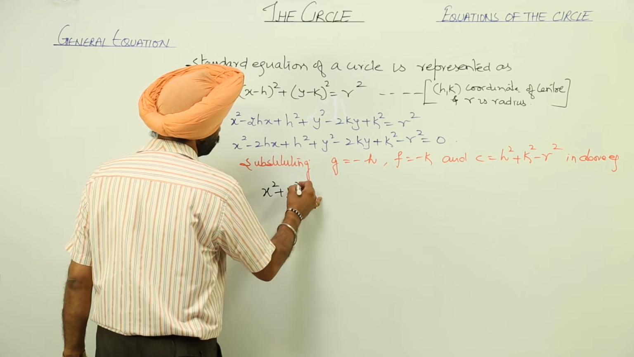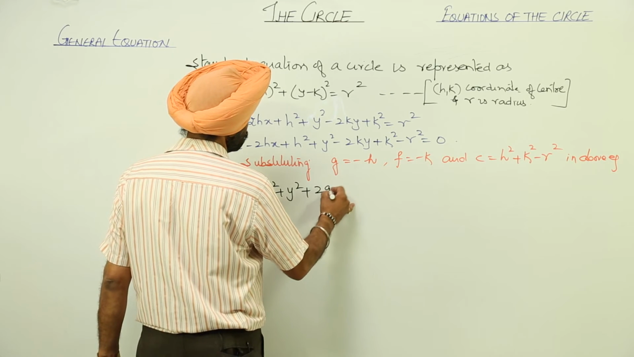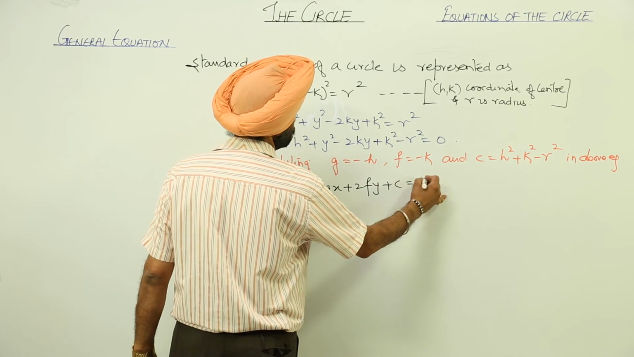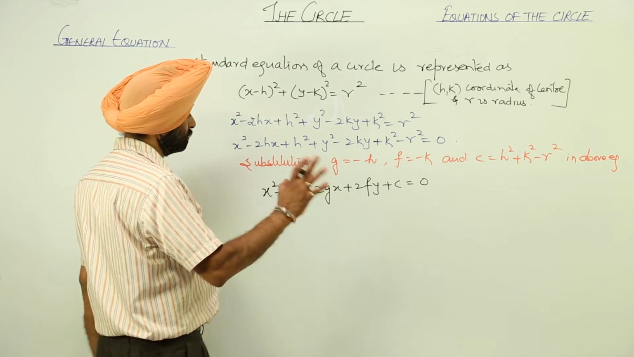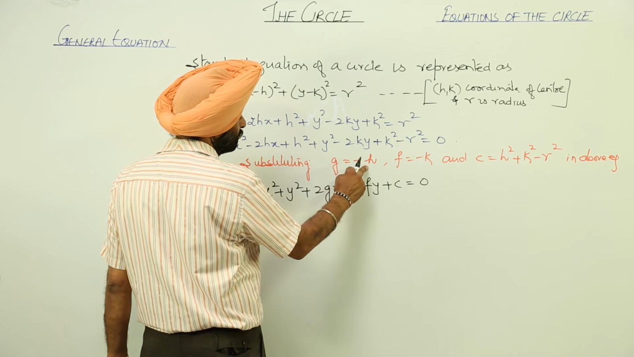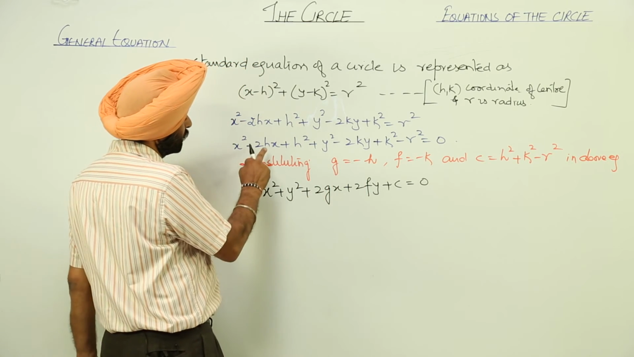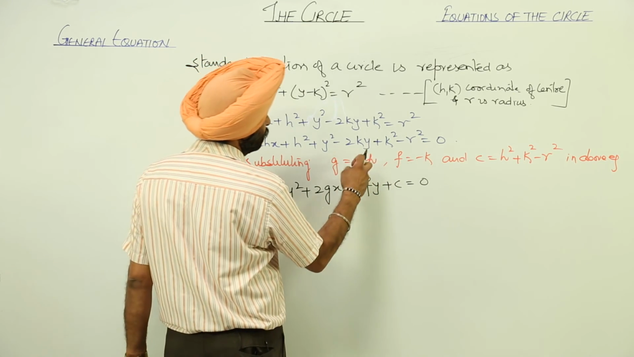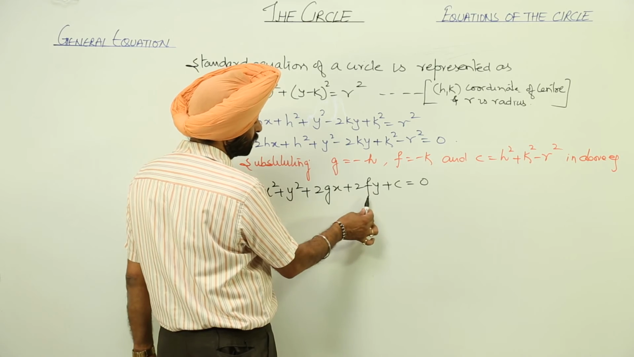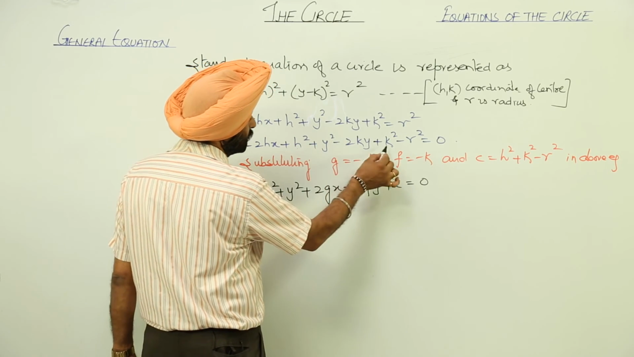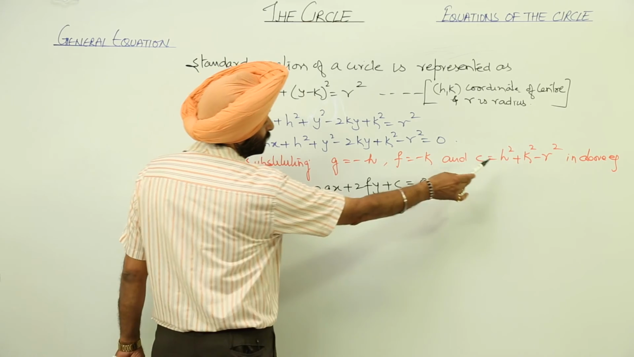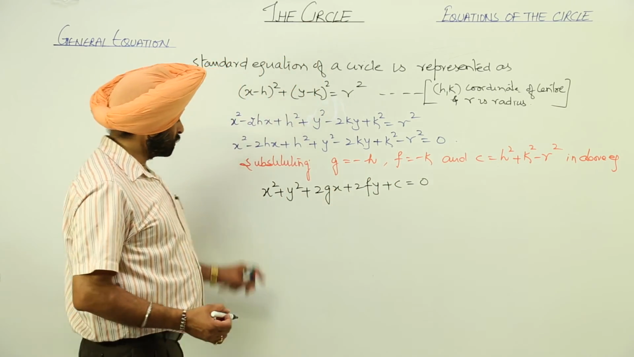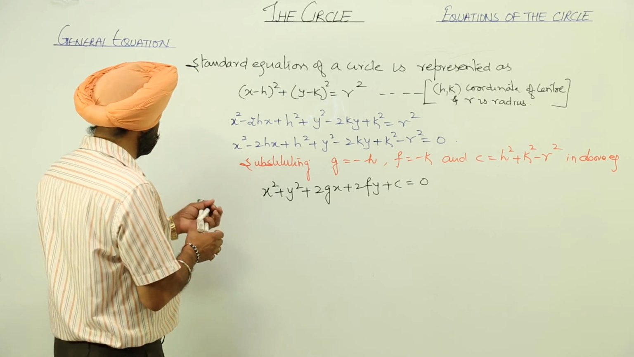x square plus y square plus 2gx plus 2fy plus c is equal to 0. Now, listen to this: negative of h, we have taken as g. So, negative of h is g, so this becomes 2gx. Negative of k is f, so this becomes 2fy. Now, h square plus k square minus r square, we have already mentioned, this we are taking as c. So, we are getting an equation now.